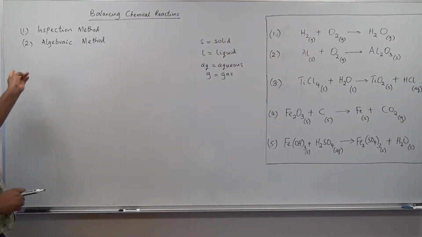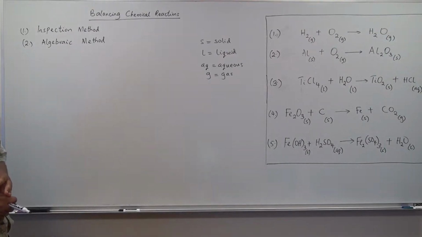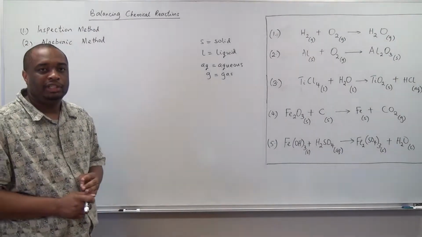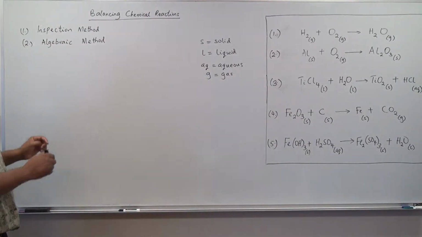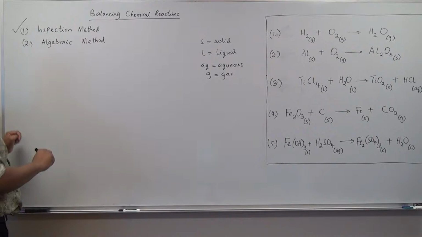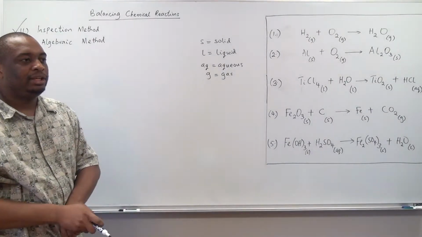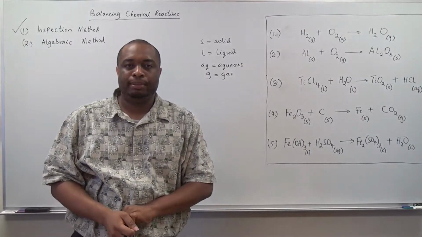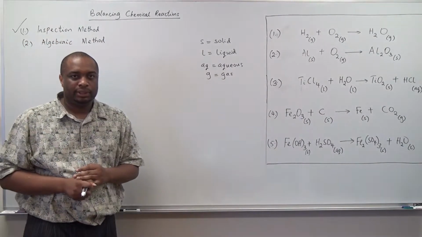Now, we have 2 methods of balancing chemical reactions. We have the inspection method and the algebraic method. For this topic, I will be dealing with the inspection method. It's pretty much easy, but the inspection method may not be able to balance all chemical reactions, especially the complex ones.